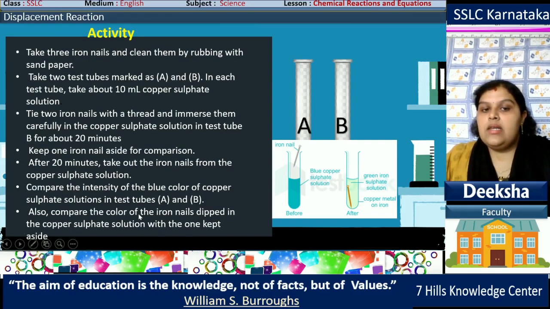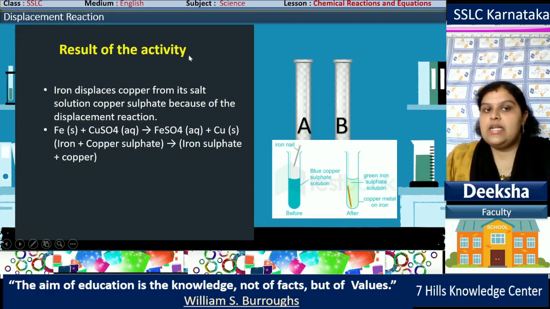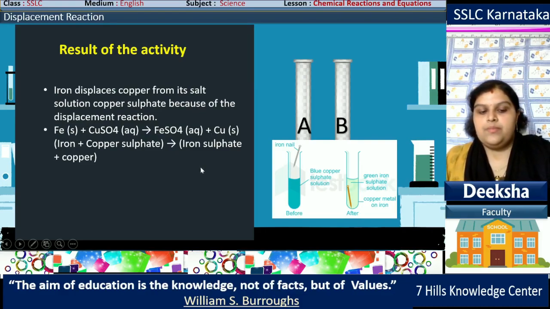Also compare the color of iron nails dipped in the copper sulfate solution with the one kept aside. We had 3, 1 we had kept aside. We have to take that nail and see the color of that nail. What is the color? The result of the activity is iron displaces copper from its salt solution, copper sulfate, because of the displacement reaction. Fe plus CuSO4 gives FeSO4 plus Cu.